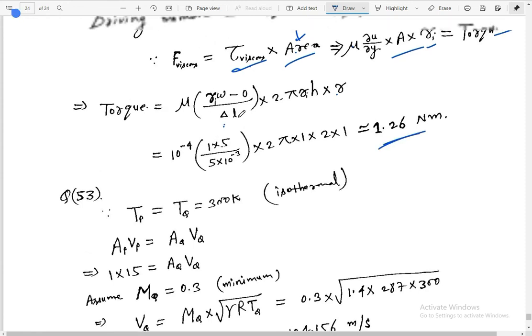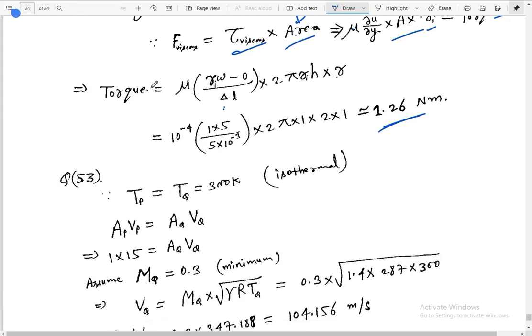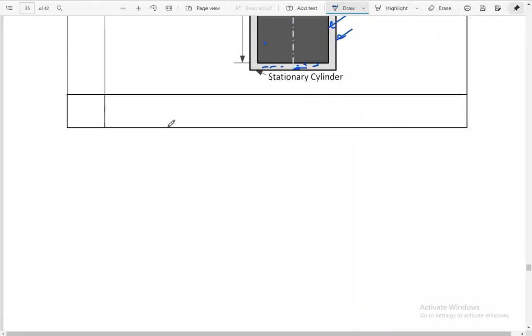Okay. Remember, this delta r is given in mm, okay, and the remaining are given in meter. So don't forget to make all units the same, okay. Don't mix 5 mm and 2 meter. Either you can change this 5 mm into meter, or you change meter into mm. Question number 53.